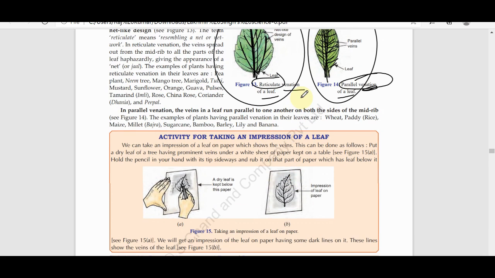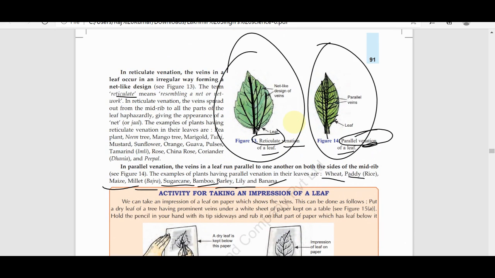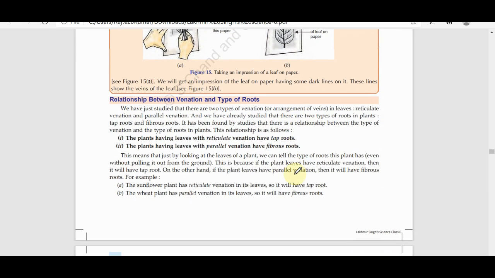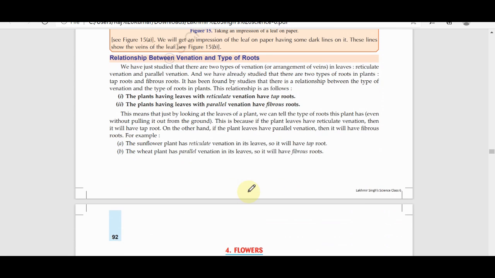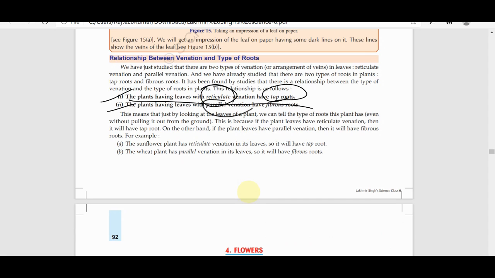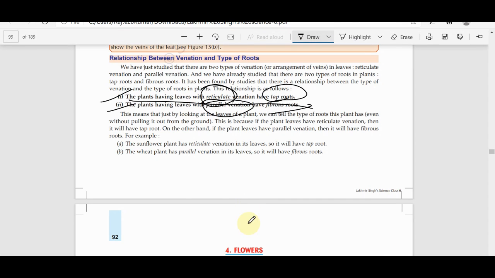Parallel venation examples given are wheat, paddy, sugarcane, bamboo, barley, lily, banana, maize, millet. And reticulate venation is seen in rose, China rose, coriander, tamarind, mustard, sunflower, orange. There are a large number of examples given. So I think it's clear to you. Now, as I have already discussed, those plants which have reticulate venation have a tap root, and those plants which have parallel venation have fibrous roots.